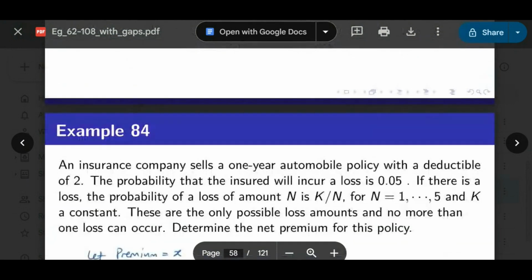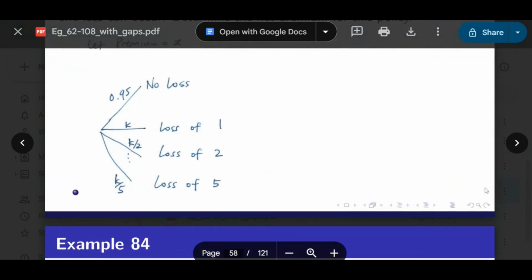And I have noted on your solutions as well. So if you look at my tree here, there's actually a 95% chance that there's no loss. Nothing happened. But then the remaining scenarios are there's a loss of 1 or 2 up to 5. These have the probabilities k over 2 to k over 5, like that. In other words, these should add up to how much? These probabilities should add up to 0.05, not 1. That's the only mistake that you had. Because that made your k wrong.